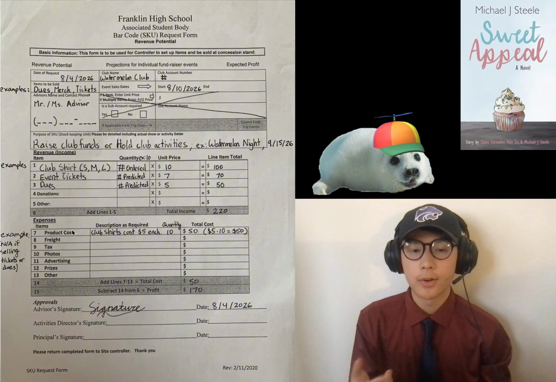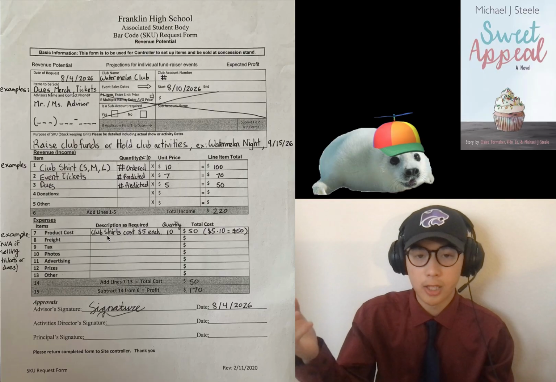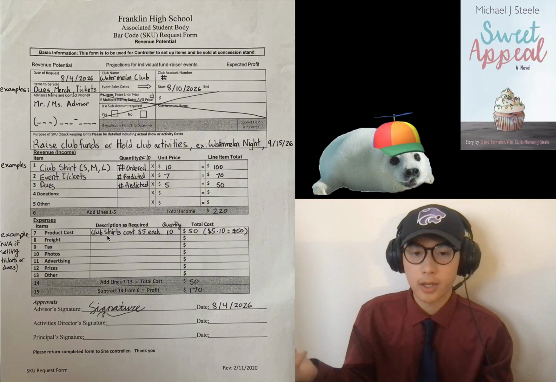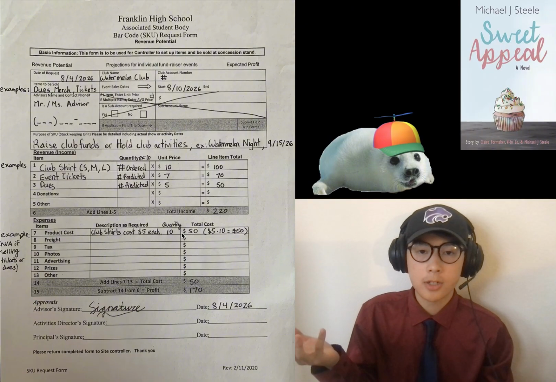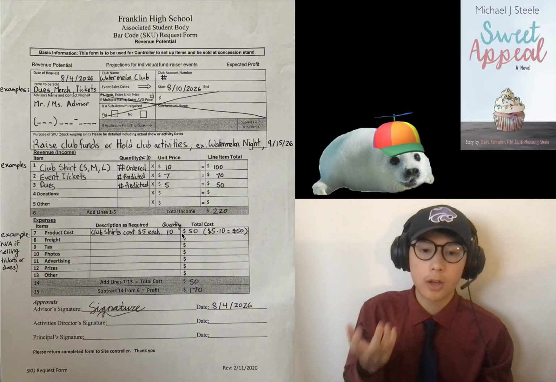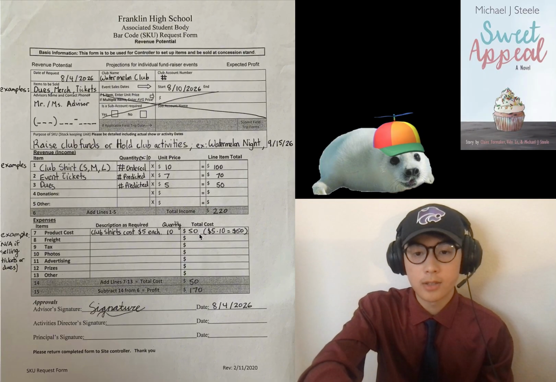Expenses. This is the part where you're showing the controller how much you spent to order the items that you're trying to sell in the concession stand. In this example, I used merch, specifically club shirts, and I said that each club shirt costs my club or organization $5 each. And because we ordered 10 shirts total, that means we have a total cost of $50 because $5 times 10 shirts is $50.